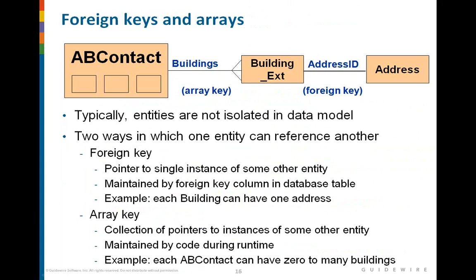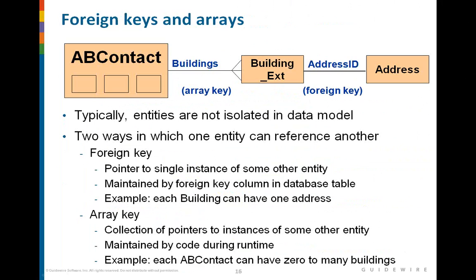Now foreign keys and arrays. To understand the relationship, we have an entity relationship here. ABContact: a contact will have multiple buildings. A contact can reside in multiple buildings, one is an office building, the next one is a residential building. In that case, a contact should hold an array of buildings information, and a building should have an address associated with it. A building should be tied to a single address only. From the building, there is only a one-to-one relationship.